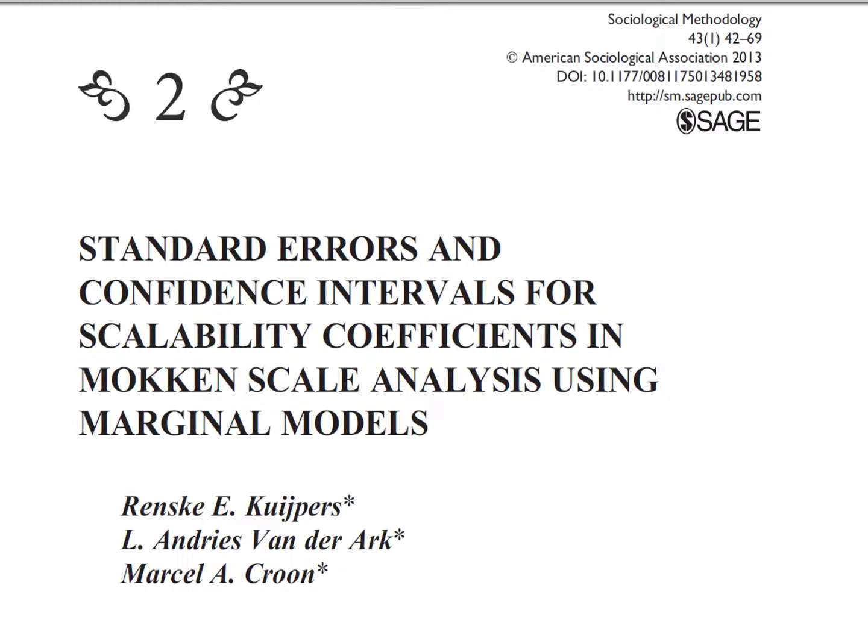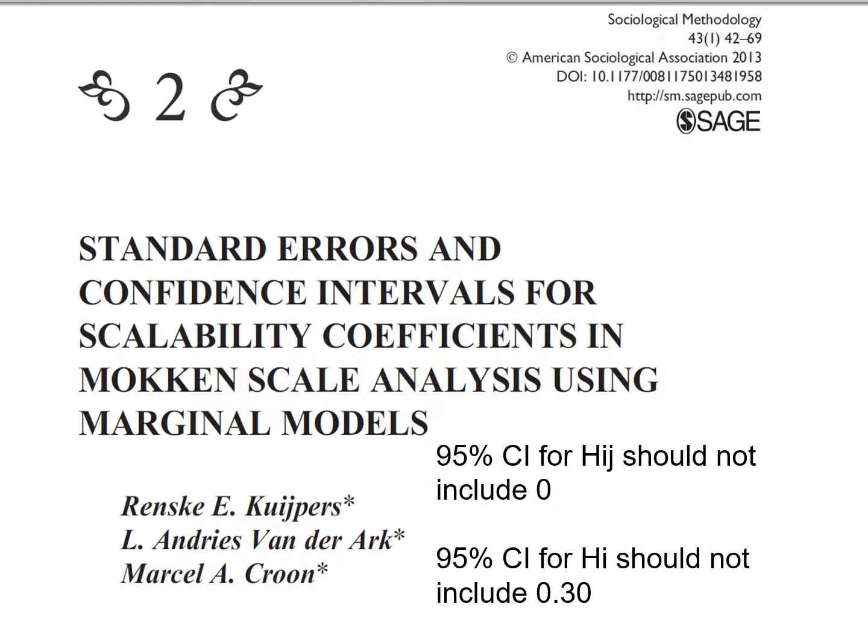It's possible now to calculate standard errors and confidence intervals for scalability coefficients and to compare them on that basis. And the Hij, the 95% confidence intervals for the item pairs, should not include 0. In fact, what it means is it should always be above 0. And the 95% confidence intervals for individual items and for Mokken scales should not include 0.3, which is the minimum value for a scale.